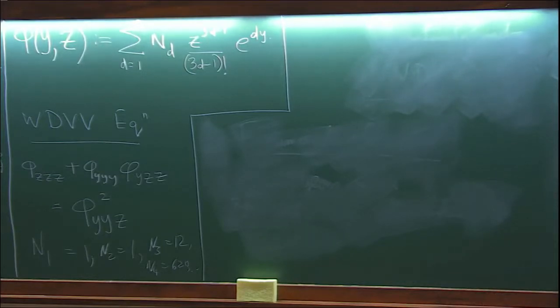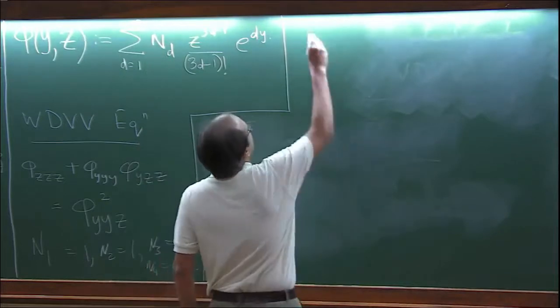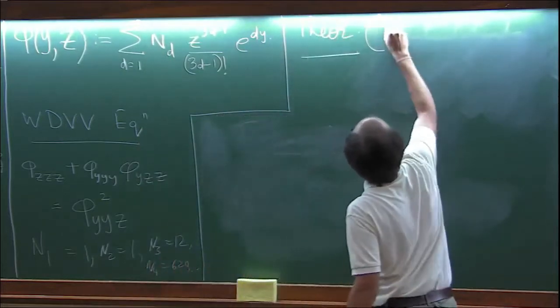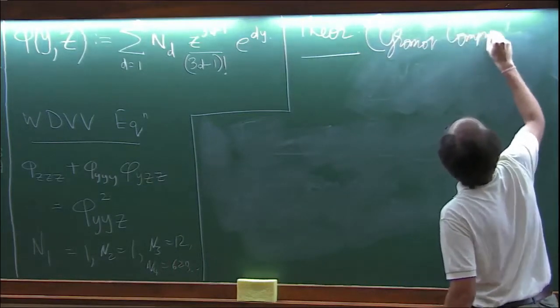Yeah. But I mean, even if that issue was not there, this is in fact the main issue. So this is the next big theorem. This is called the Gromov compactness theorem.